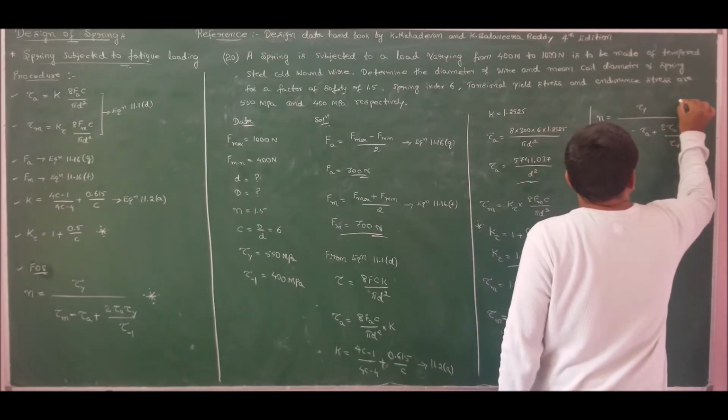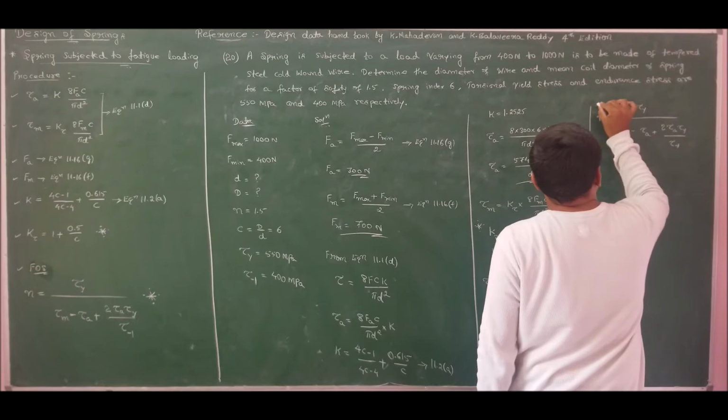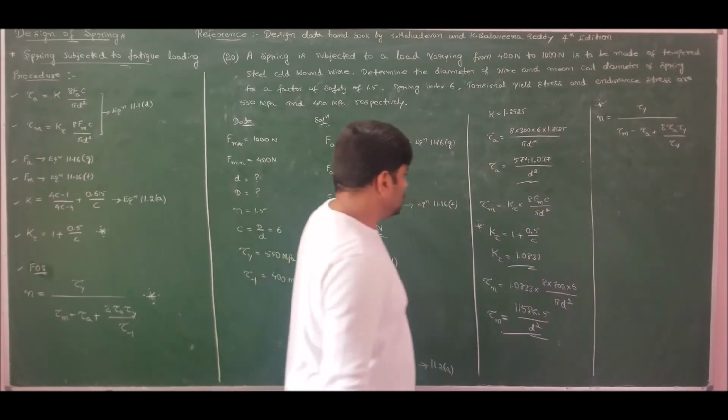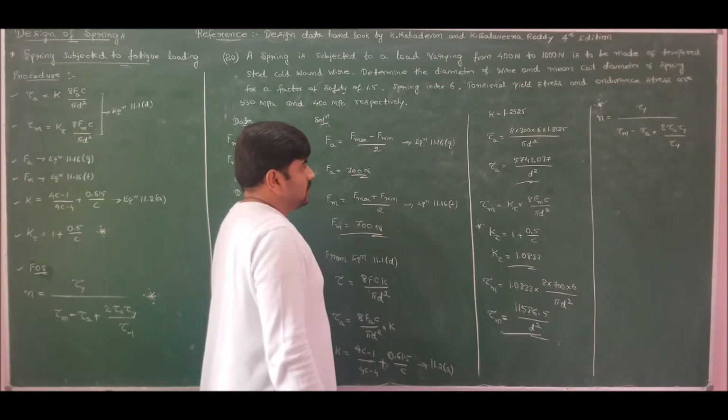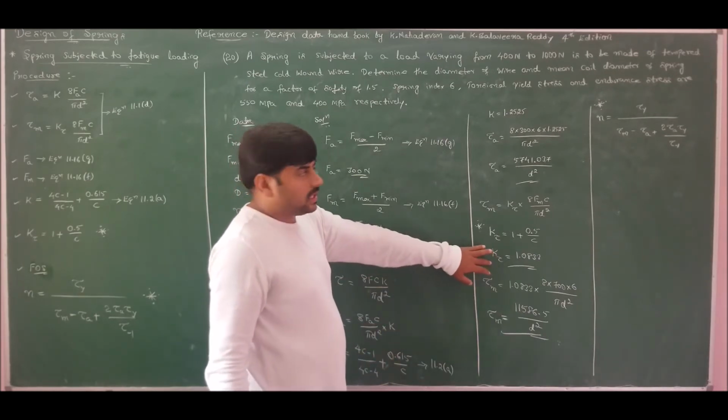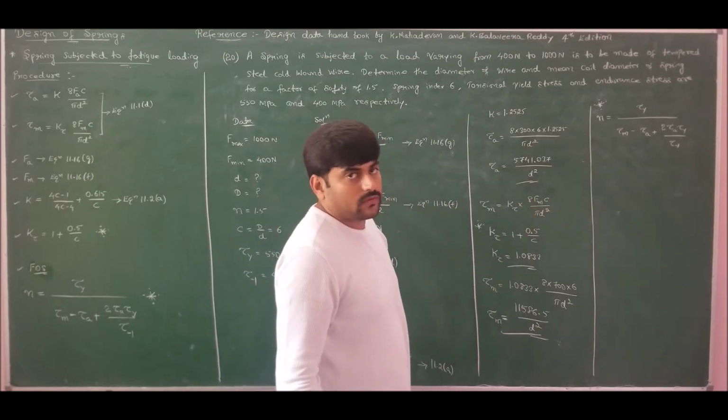So this factor of safety equation is also not available in our design data handbook. You people should remember these two equations: the Wahl's correction factor only because of shear, and that is only because of torsional effect, and also the equation for factor of safety.